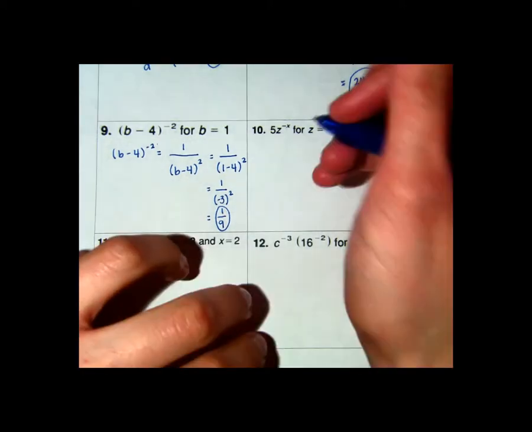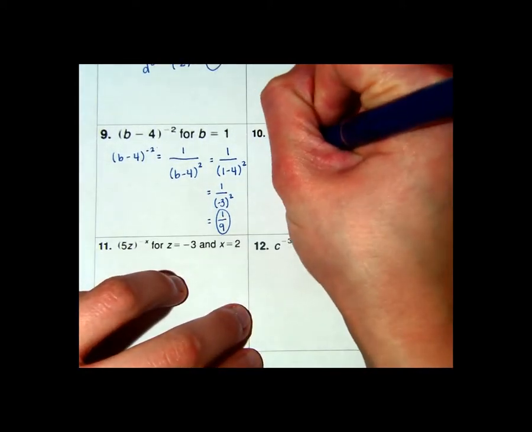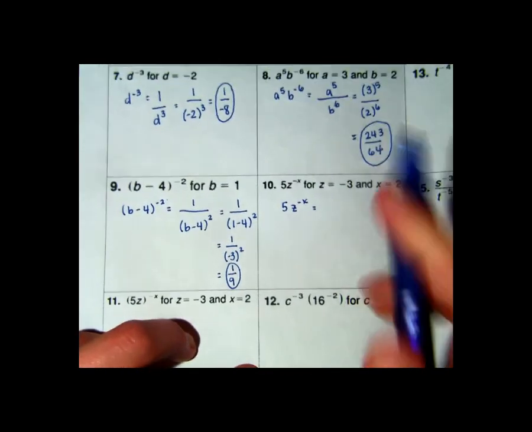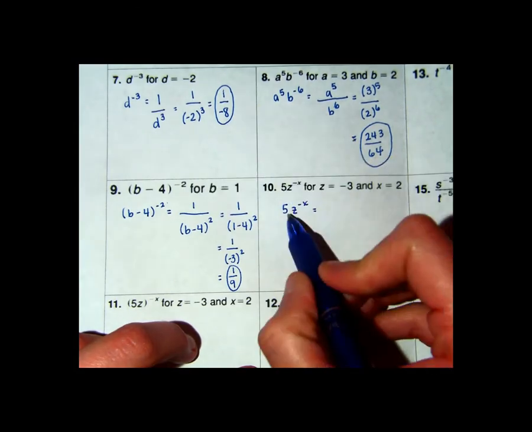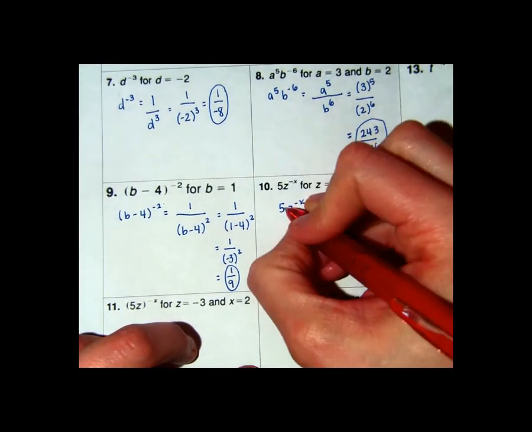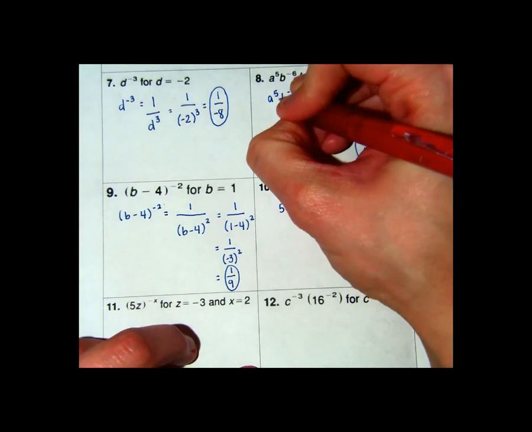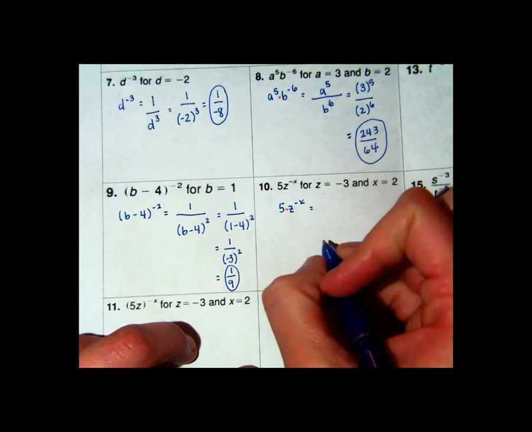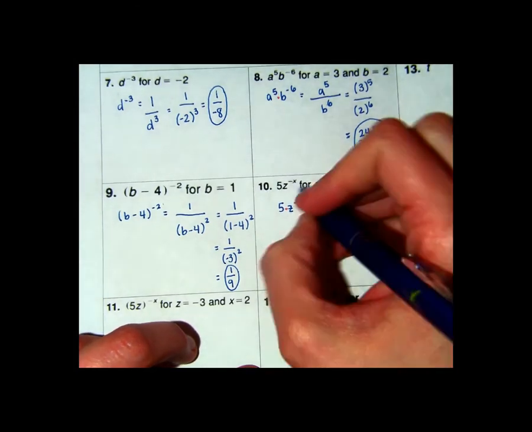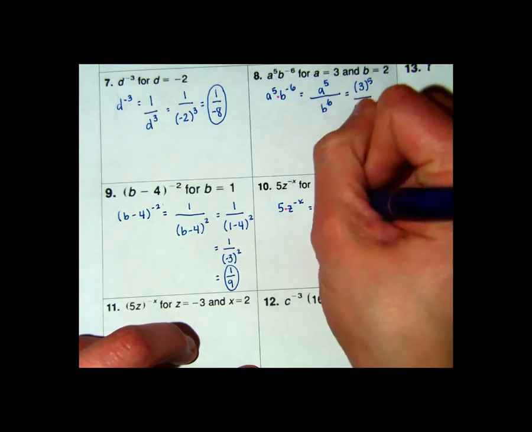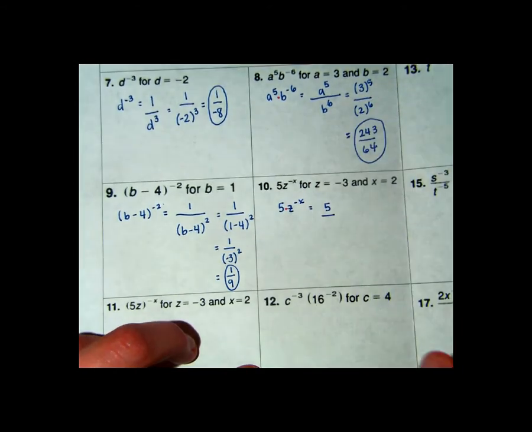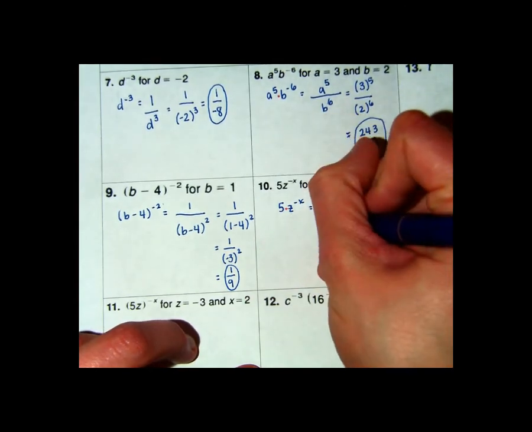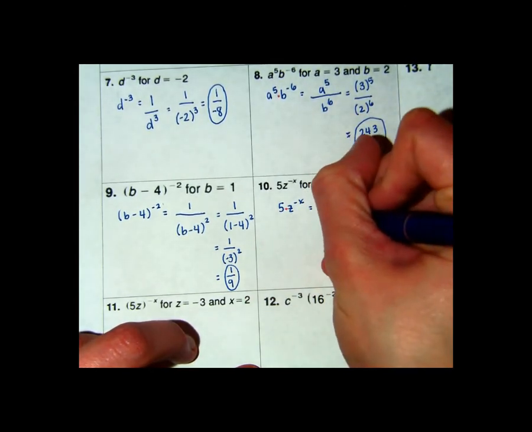Okay, similarly, number 10, I've got 5z to the negative x power. This is very similar to number 8. Each of these pieces is separate. There's a little multiplication between them. I have to decide for each piece whether it has a negative exponent directly correlated to it or not. 5 does not have any exponent, so it is going to stay in the numerator. Z has a negative exponent of x, so I'm going to move z to the denominator and make the x positive.